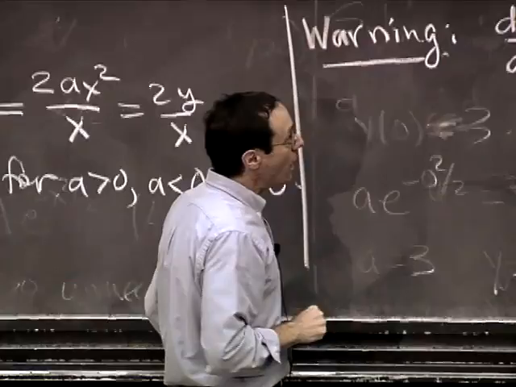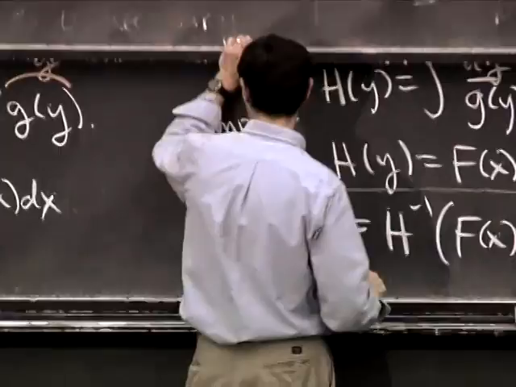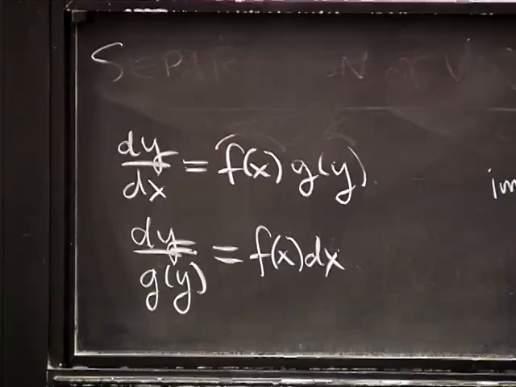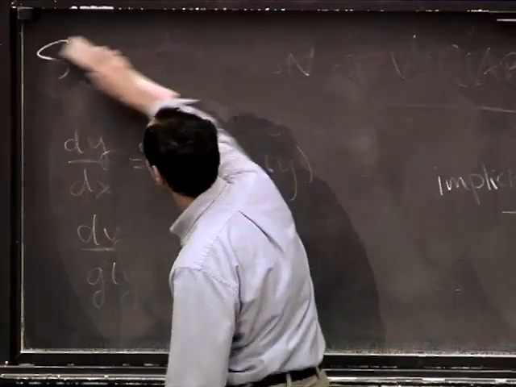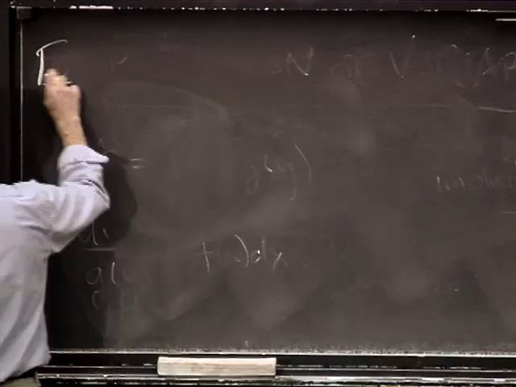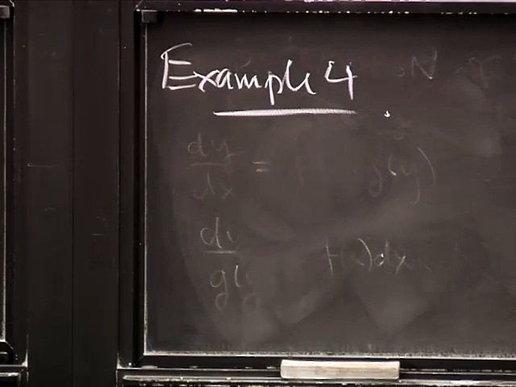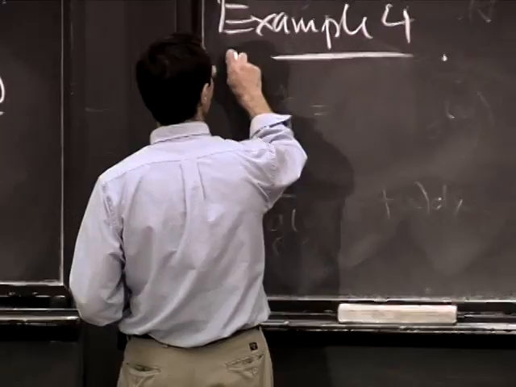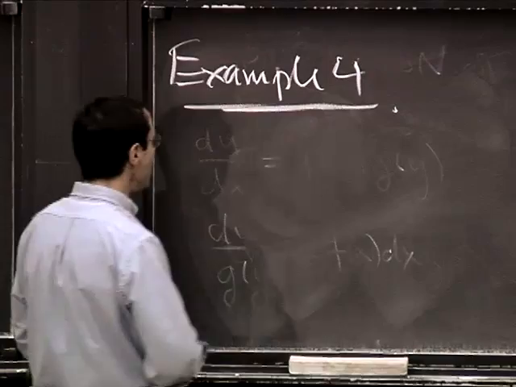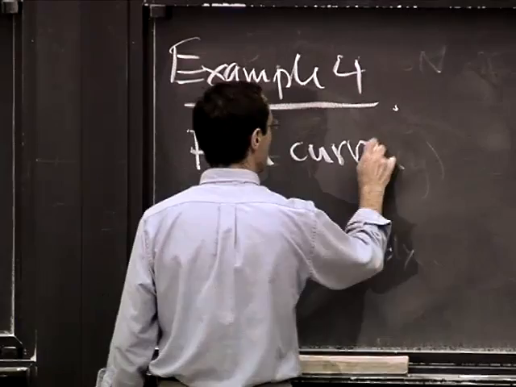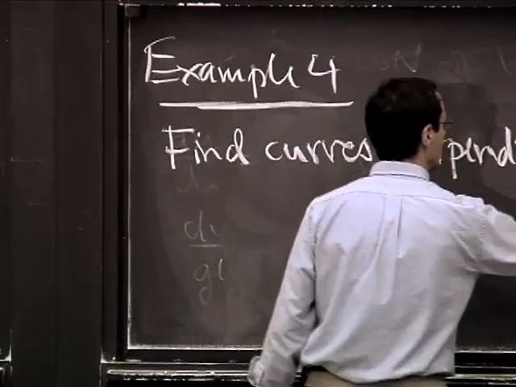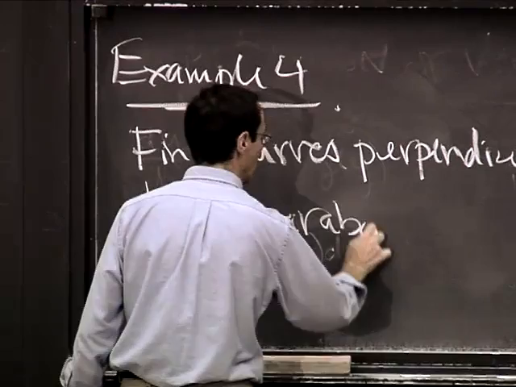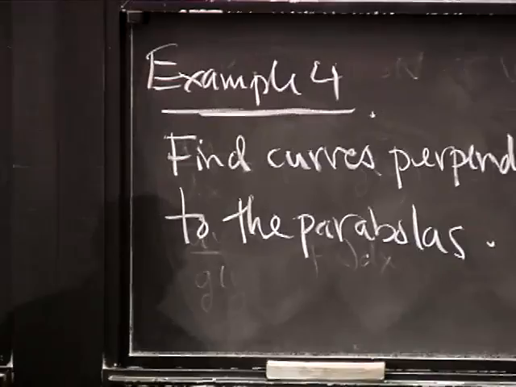All right, so now let me say our next problem, next example, which is just another geometry question. So here's example 4. I'm just going to use the example that we've already got, because there's only so much time left here. The fourth example is to take the curves perpendicular to the parabolas. This is another geometry problem. And by specifying that the curves are perpendicular to these parabolas, I'm telling you what their slope is.